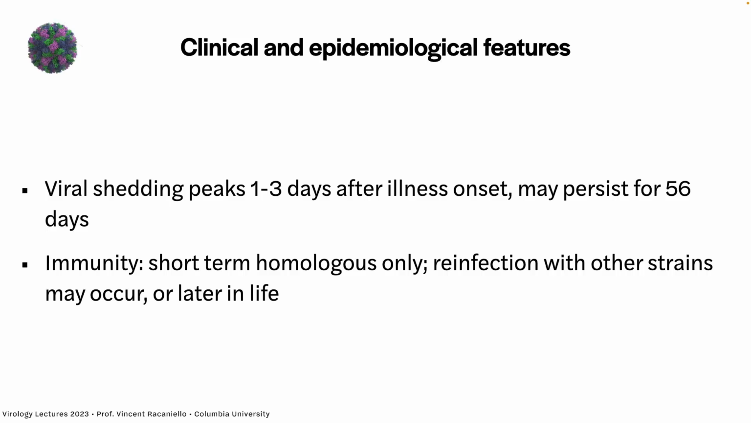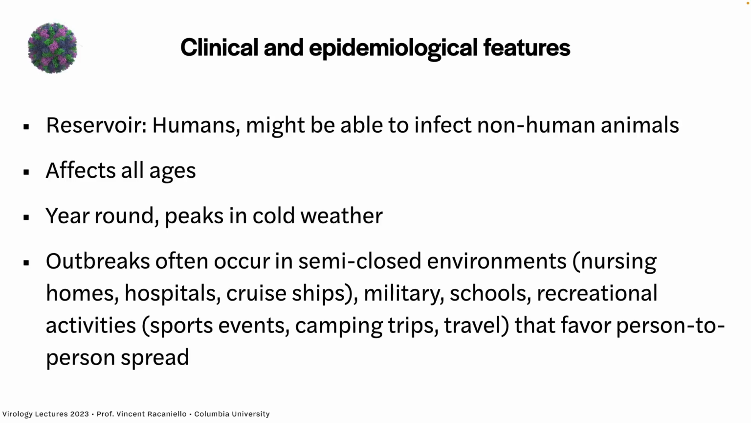The immunity is short-term only. You can be reinfected many times in your lifetime, and there's more than one strain for sure. The reservoirs, humans. It looks like we can infect some other animals, very much like we can infect animals with SARS-CoV-2, but the significance of that isn't clear. It affects all ages of people. Peaks in cold weather, but it happens year-round. We happen to have come off a big norovirus outbreak right here in the U.S. in the past month or so.